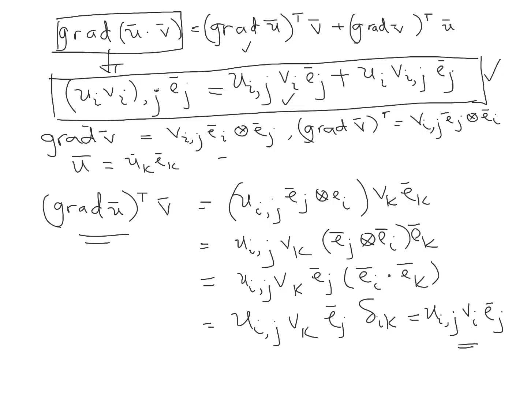So what you have will be grad v transpose u, then you have your e_j e_i dot e_k, and you have Kronecker delta_{ik}, and from there you have v_{i,j} u_i e_j. Because these are scalars, you can rearrange it like it was rearranged here, and you'll be able to see the proof. So we'll go to 29.